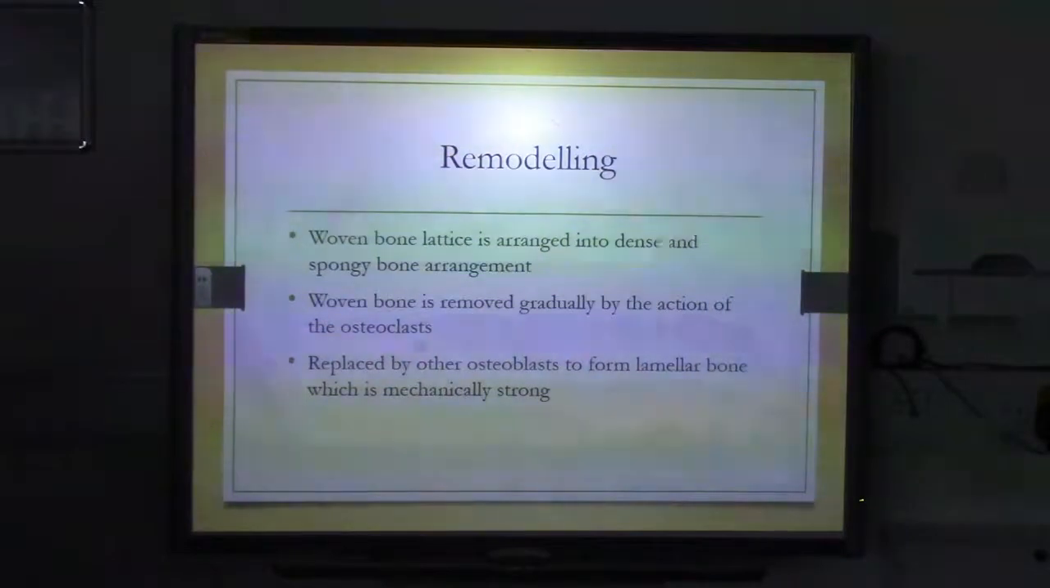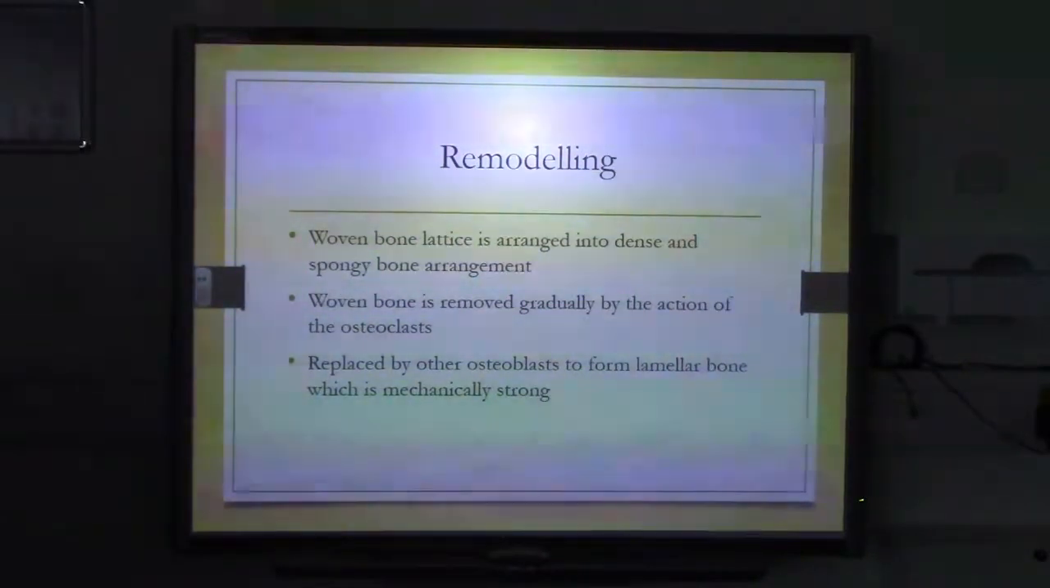The woven bone is then removed gradually by the action of the osteoclasts. If we think of the anabolic and catabolic, the osteoclast is involved in that catabolic phase, and this is replaced by osteoblasts to form the lamellar bone, which, as said, is mechanically strong. The remodelling process is carried out by a balance of woven bone resorption by osteoclasts and lamellar bone deposition by osteoblasts, and it needs to be done within tight regulation.